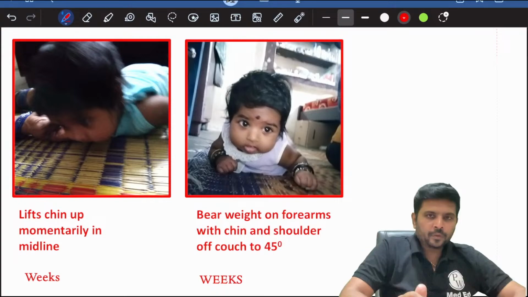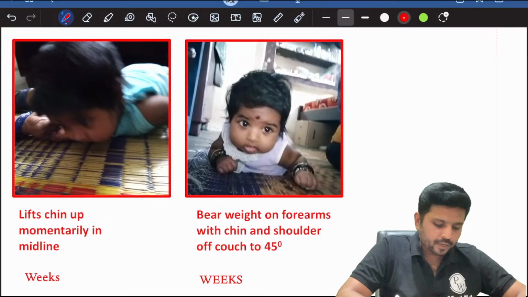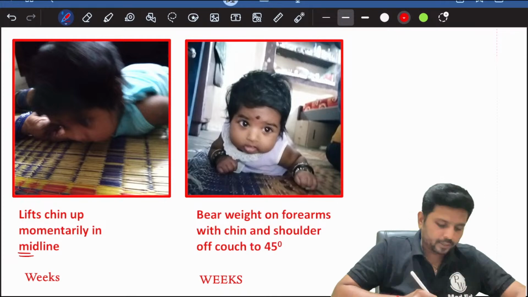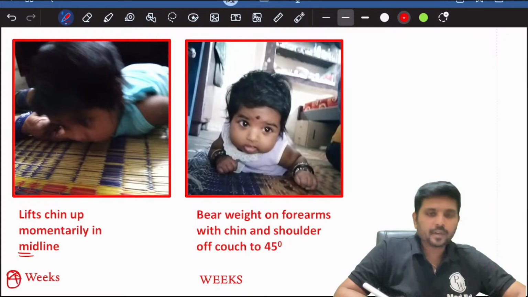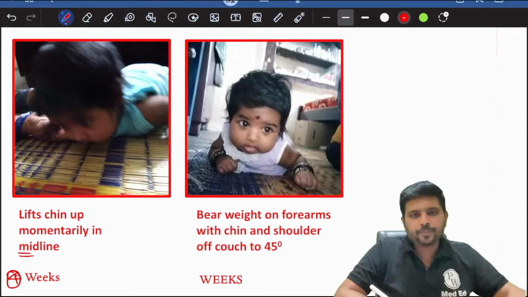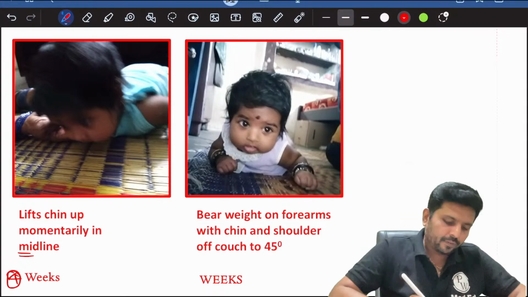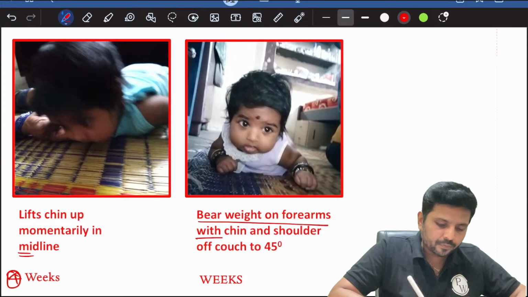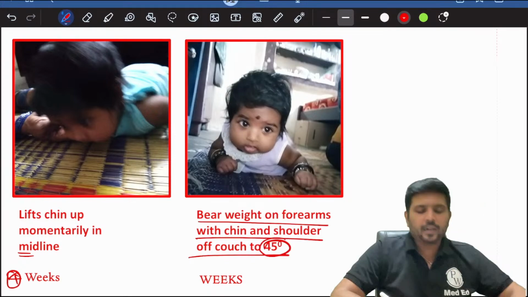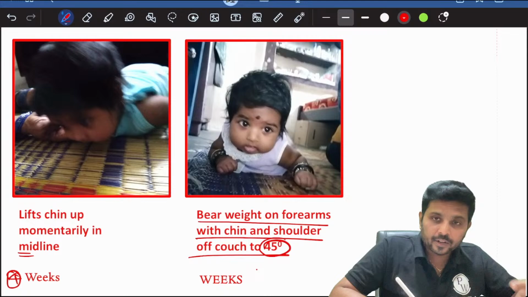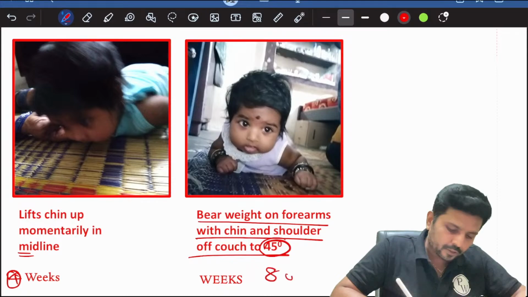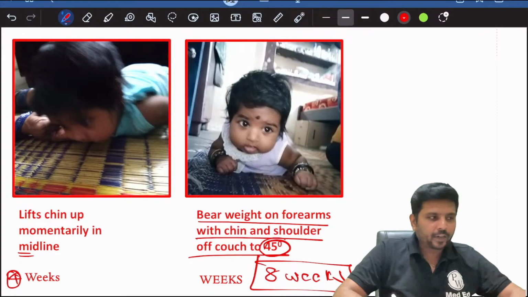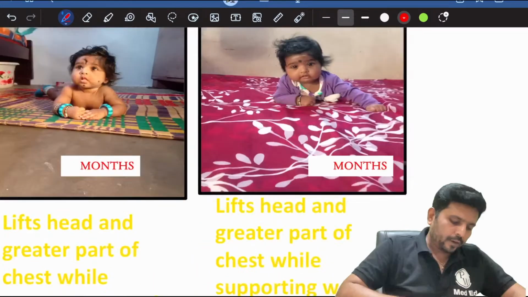So what is this? Chin momentarily in midline usually occurs by 4 weeks. Chin up 45-degree. Whereas the child bears weight on forearm with chin and shoulder at the level of the ground, this is very very important. This occurs at 8 weeks. 45-degree chin up occurs.